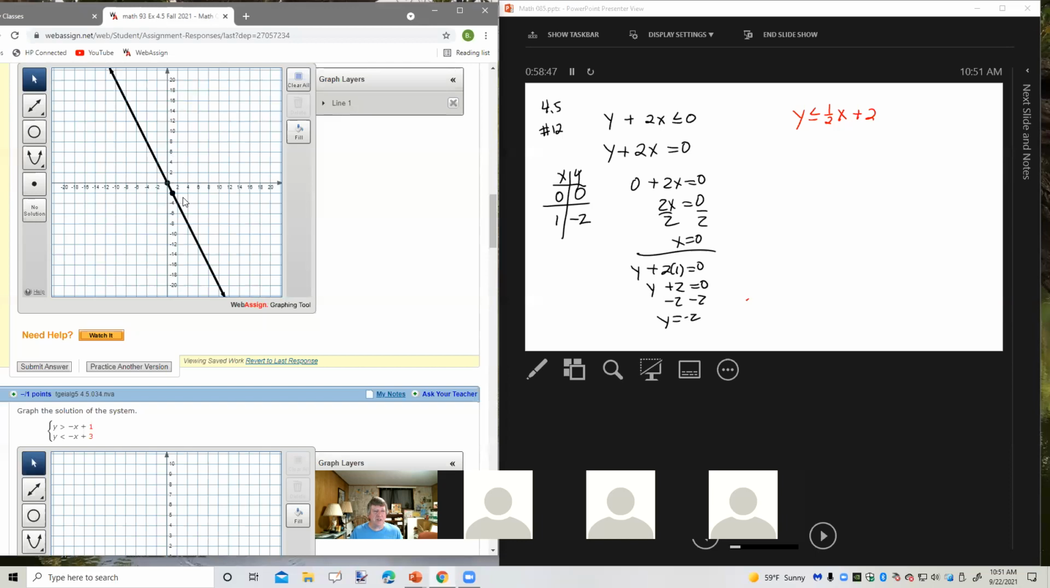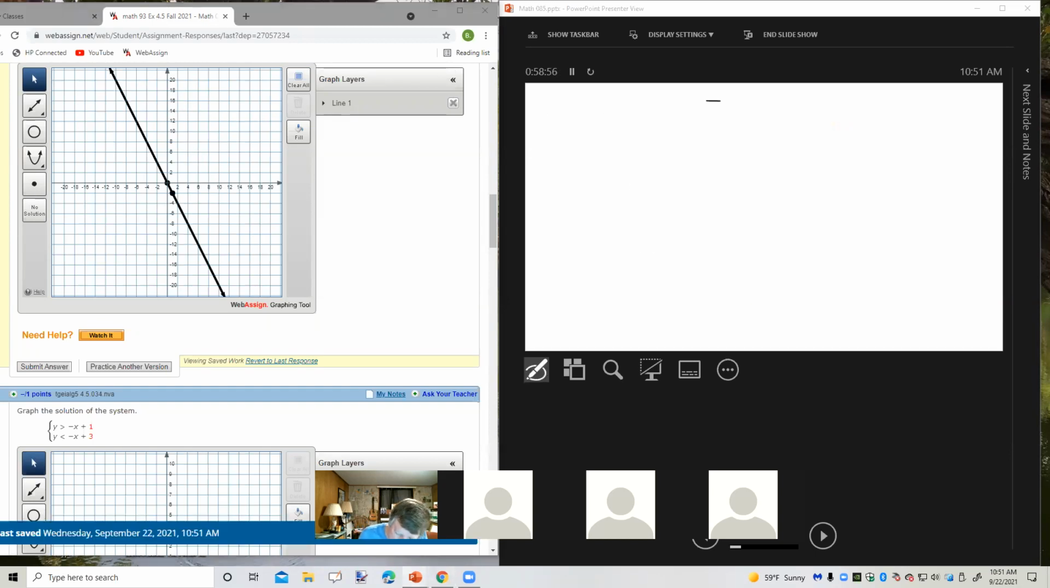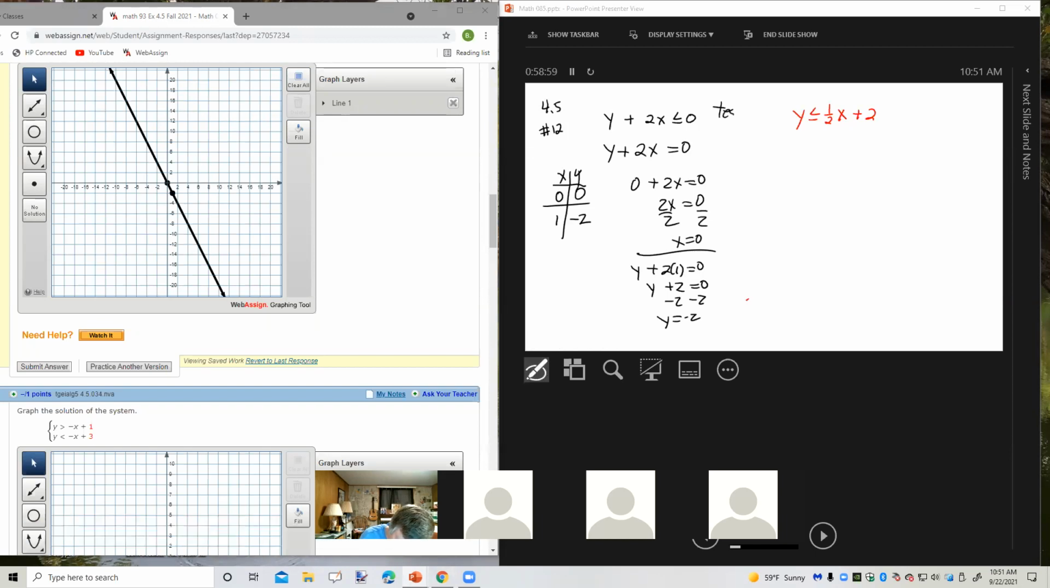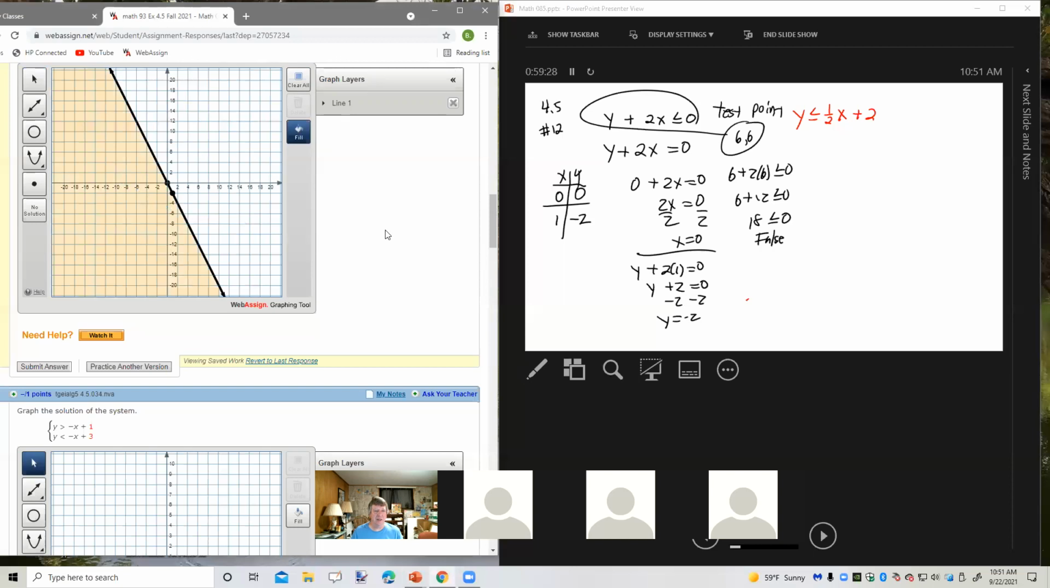I can't use (0, 0) as a test point because the graph goes through (0, 0). How about let's go (6, 6). So the test point (6, 6), we're going to put that into the original inequality. 6 plus 2 times 6 less than or equal to 0. 6 plus 12 less than or equal to 0. 18 less than or equal to 0. That is false. So that means the point (6, 6) is not part of the solution. So we're going to fill on the other side of the line.